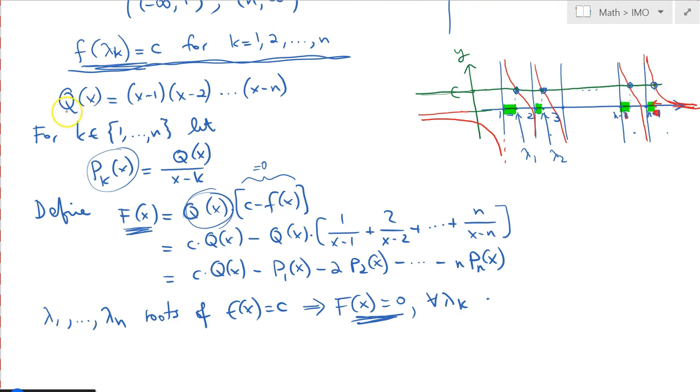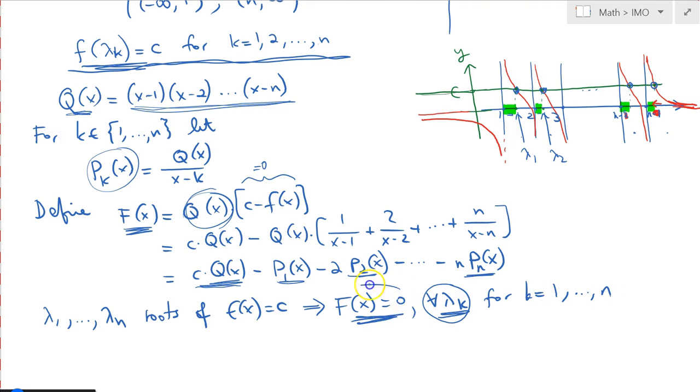So recall that the function q of x has degree n, obviously, and so you have n terms here, so it has degree n. So this guy has degree n, and each one of these has degree n minus 1. So therefore f of x has degree n, and we already have a list of n numbers, for k equals 1 all the way to n, which make this guy equal to 0, suggesting that the lambda sub k's are all the zeros that the function capital F has.